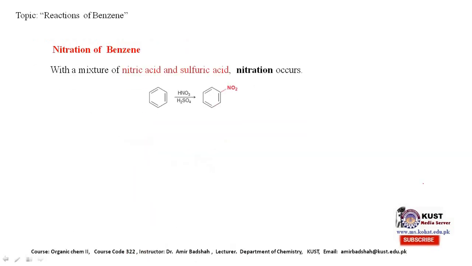The third one is the nitration of benzene. For the nitration of benzene, various types of mixtures are used. The common nitrating mixture used for the nitration of benzene is nitric acid and sulfuric acid. Besides this, many other nitrating mixtures can be used, for example nitrogen pentoxide and so many others.